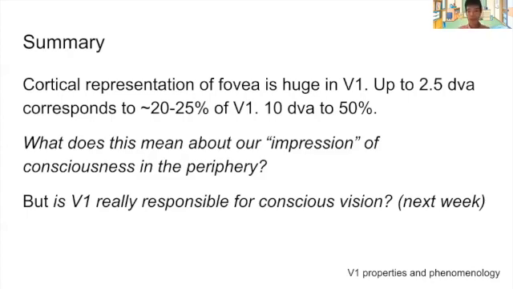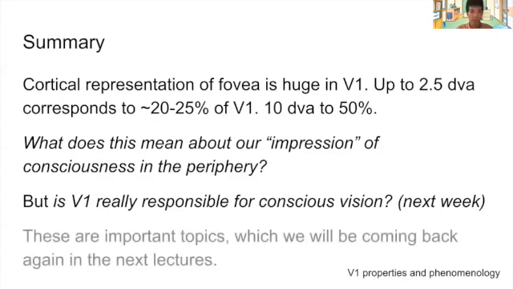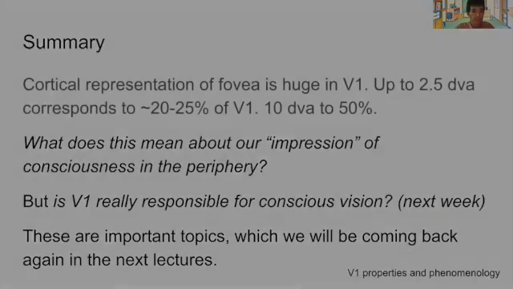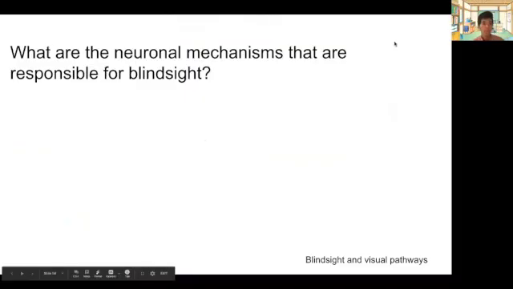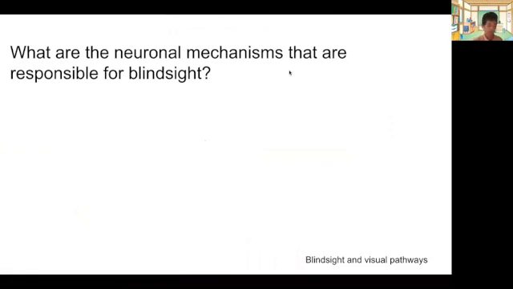Okay, but we have several things to do for the rest of this week's lecture. These are the important topics which will be coming back again in the next lectures. All right, so the final part of this week's lecture is going to be about the neuronal mechanisms that are potentially responsible for blindsight.